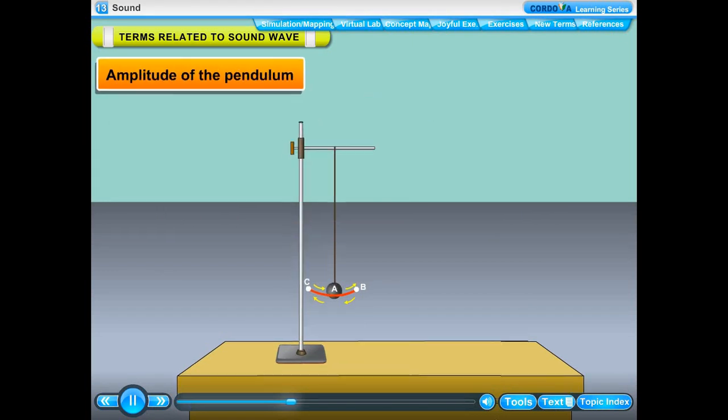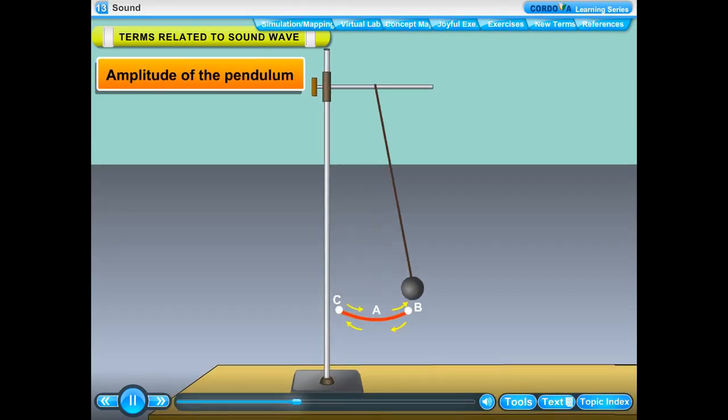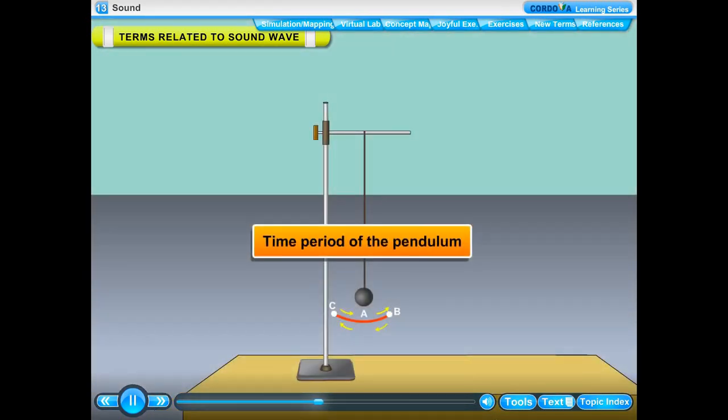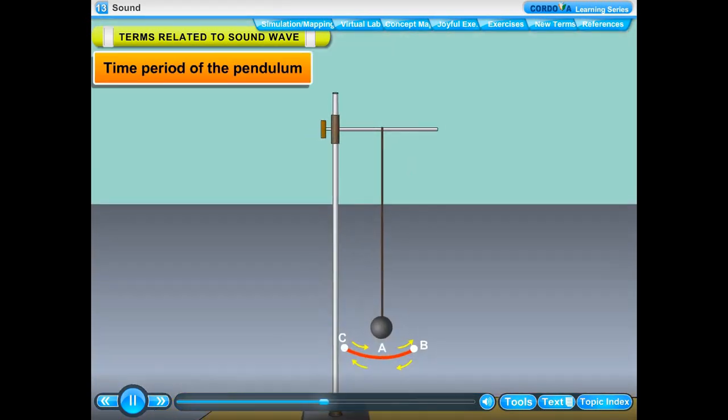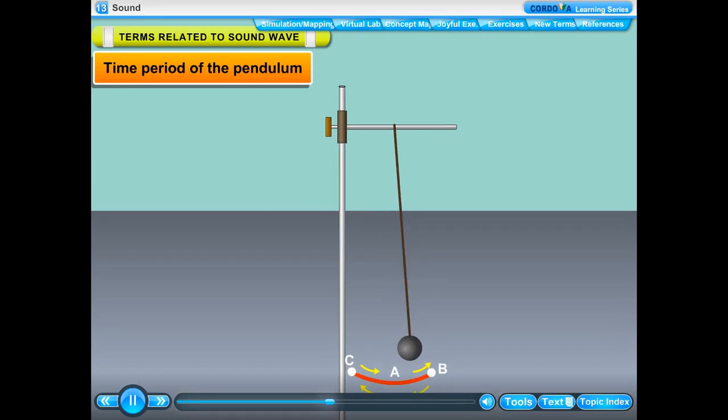Amplitude of the pendulum. The maximum displacement of the bob from its mean position on either side is called the amplitude of pendulum. Time period of the pendulum. The time taken by the bob of a pendulum to complete one oscillation is called the time period of the pendulum. The time taken by the bob of the pendulum to travel from extreme position B to C and back to B is called the time period of the pendulum.